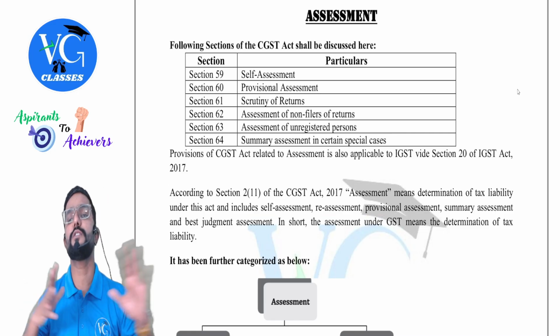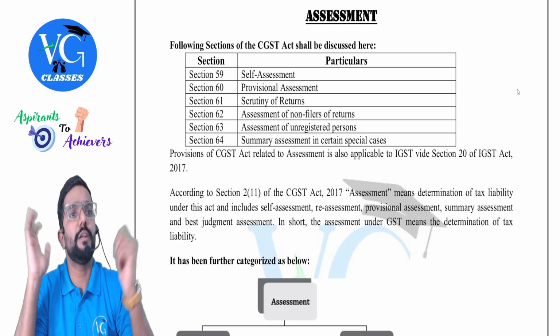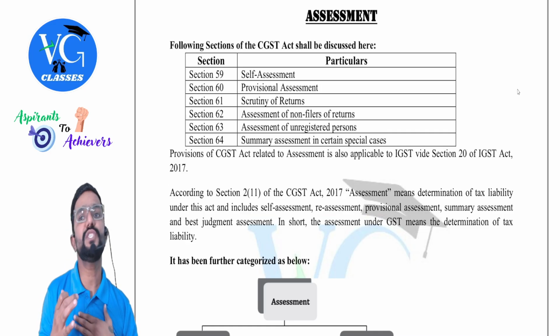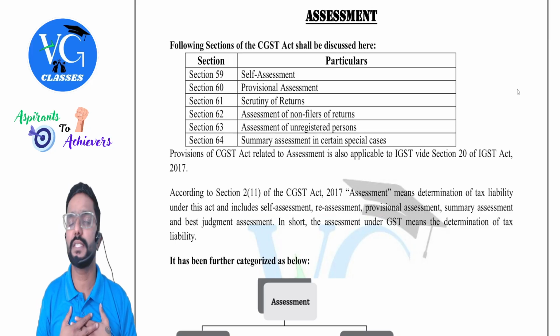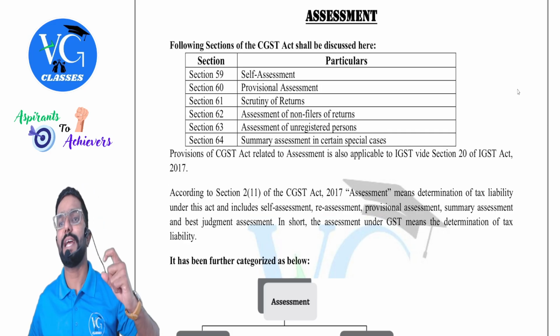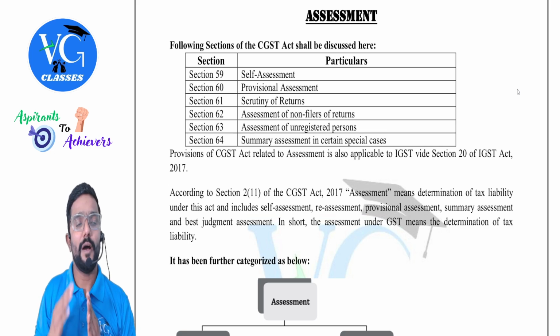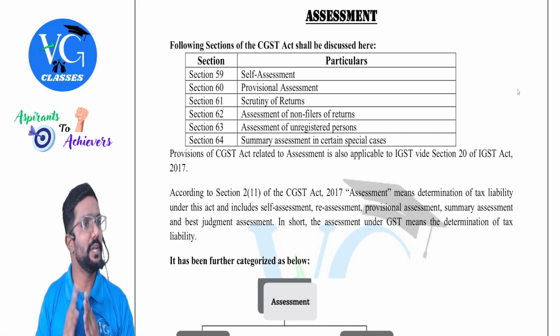So assessment means, first of all, guys, it is the calculation or determination of how much GST I should pay. The first choice is always for the supplier or registered person. Guys, GST is completely based on self-assessment. I am the one who should calculate my output tax on my outward supply. On that, I can adjust my input tax credit, which I have paid on my inward supply.